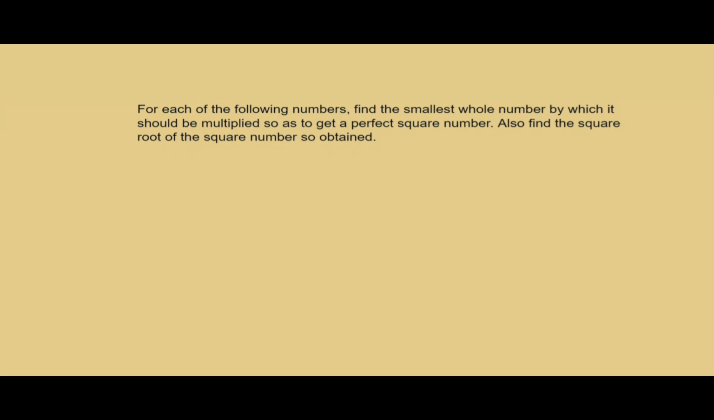Here we are with our very first statement. For each of the following numbers, find the smallest whole number by which it should be multiplied so as to get a perfect square. Also, find the square root of the square number so obtained.